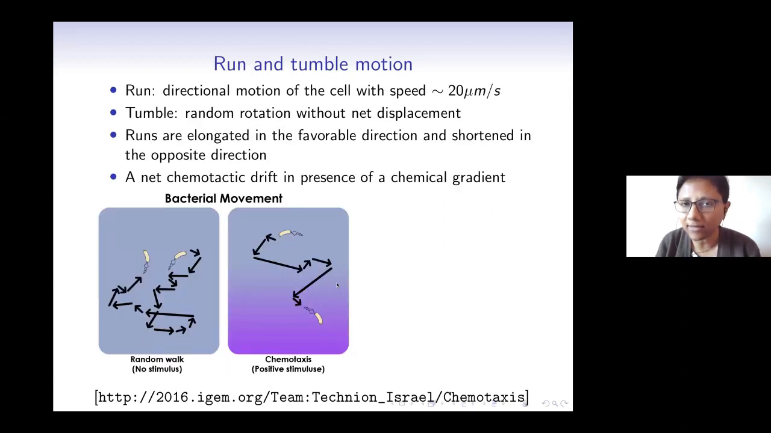This motion takes place in run and tumble modes. During the run, the cell just shows directional motion, and during the tumble, it undergoes random rotation about its axis. Now, when an attractant gradient is present, runs are elongated in the favorable direction and shortened in the opposite direction. For example, in this picture, we have represented the attractant gradient by this color. You see all the runs which have a positive component downward are extended and the opposite runs are shortened, such that the cell has a net chemotactic drift.